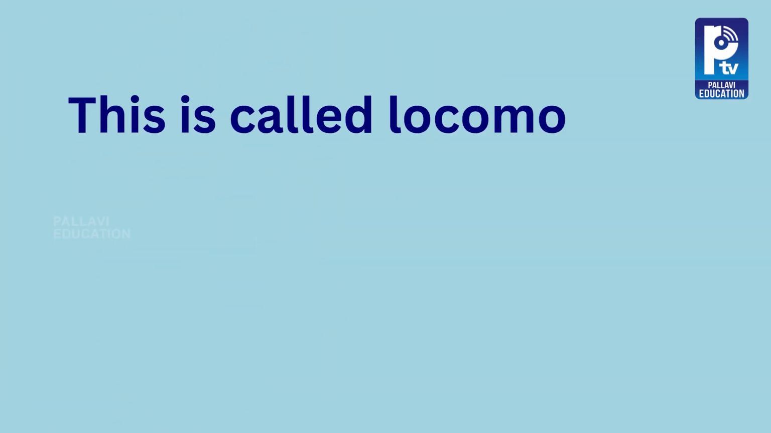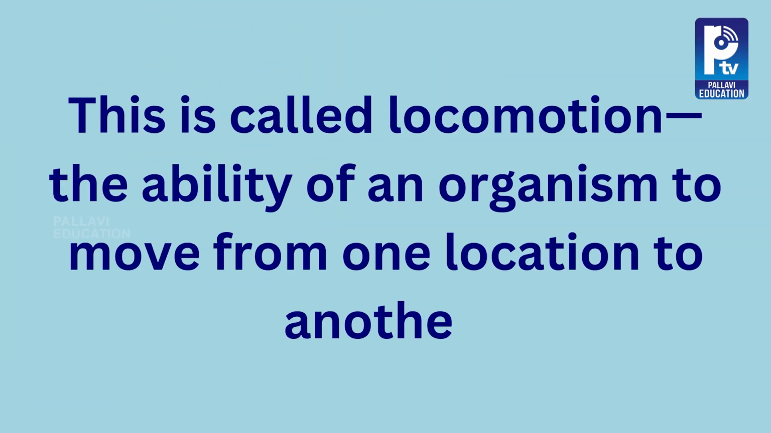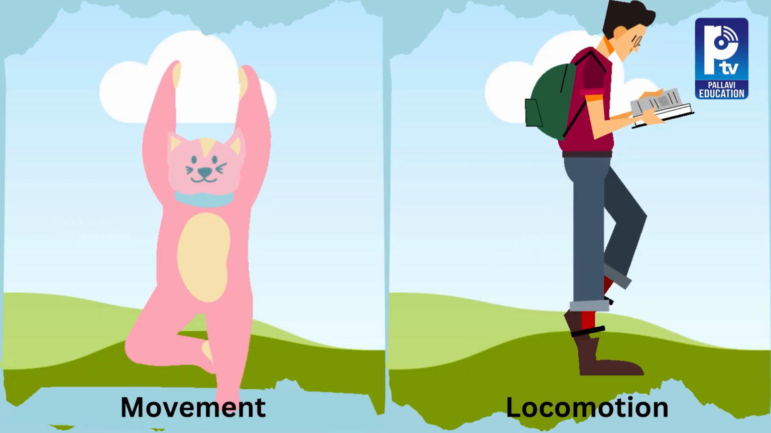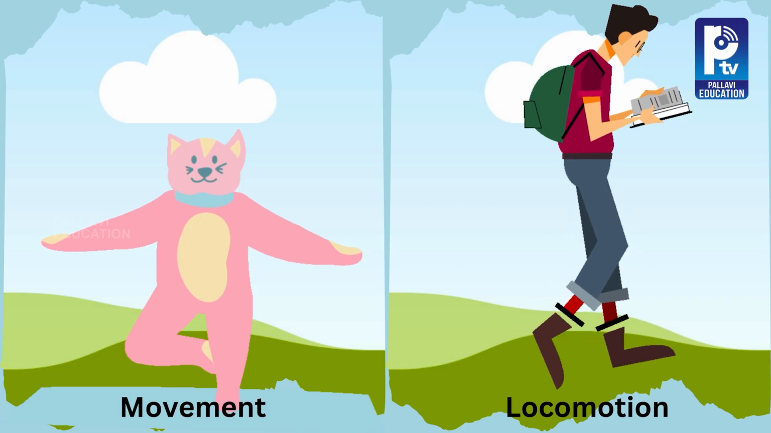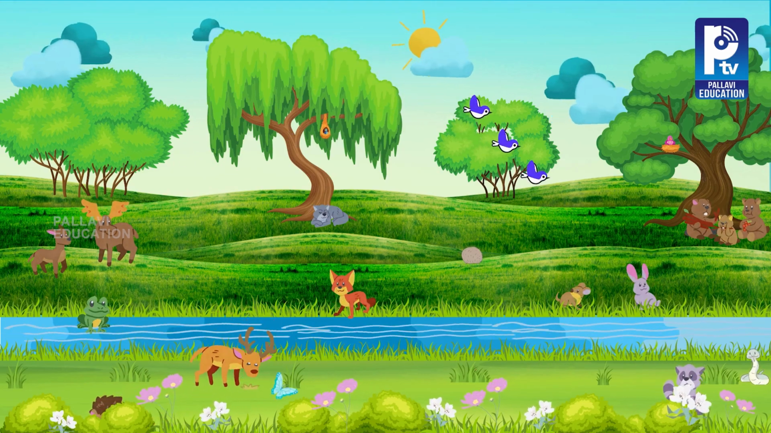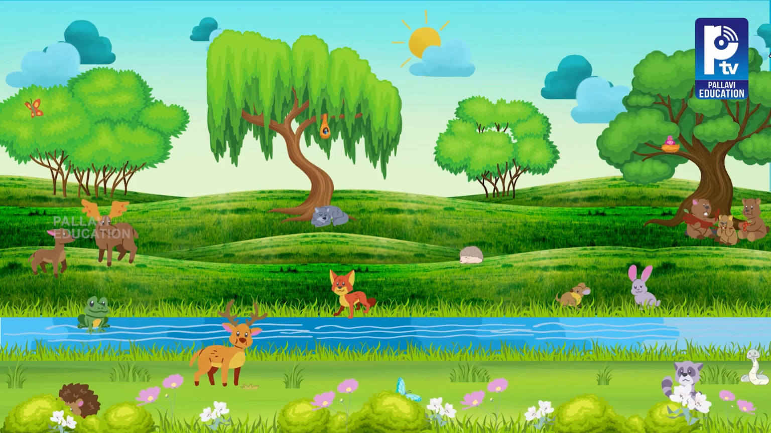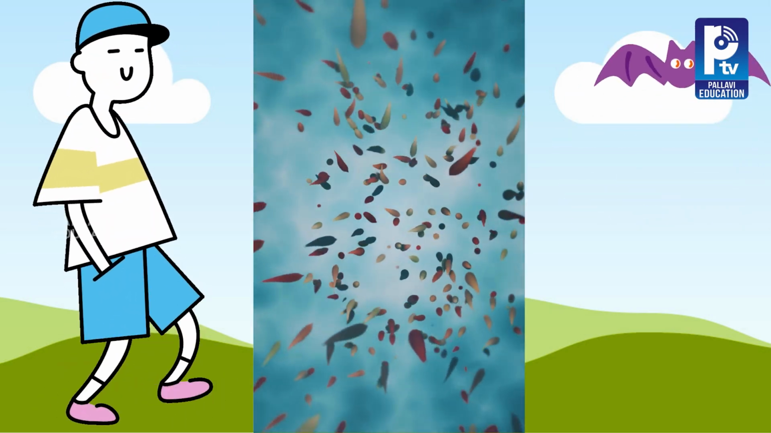But have you ever noticed how some movements help us travel from one place to another? This is called locomotion, the ability of an organism to move from one location to another. Unlike movements that happen in one spot, locomotion is all about changing position. Let's explore the fascinating world of locomotion and understand why it's so vital for many living beings. Locomotion means traveling from one place to another, walking, swimming, flying. All of these are examples of locomotion.